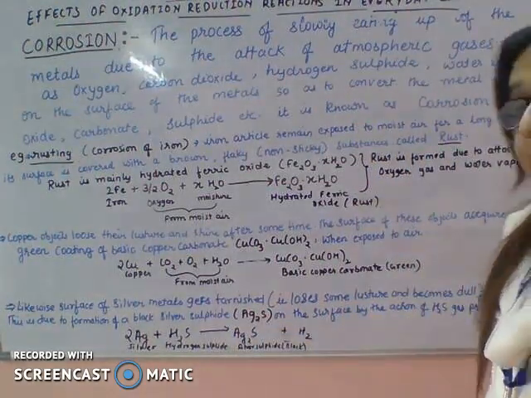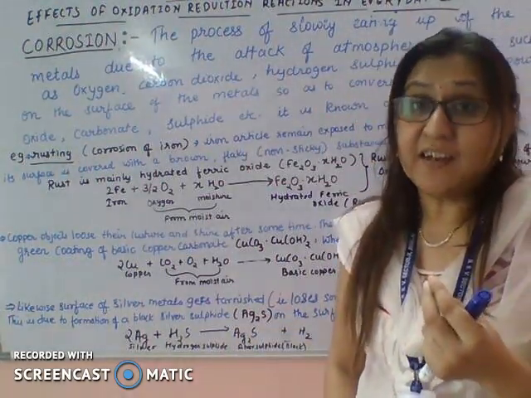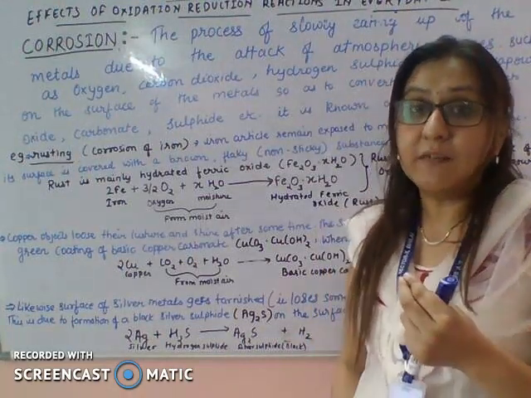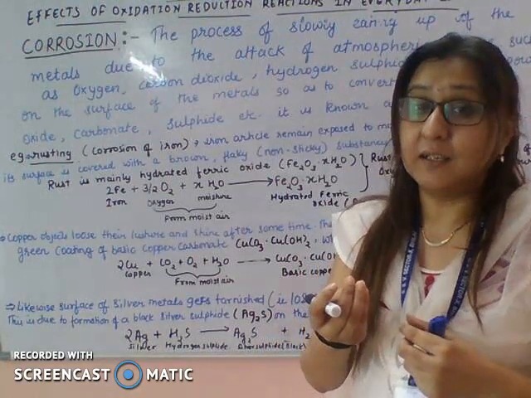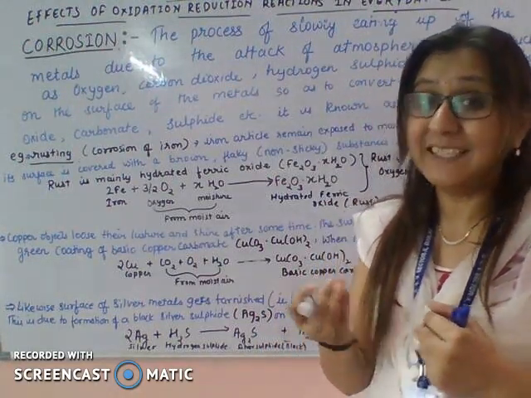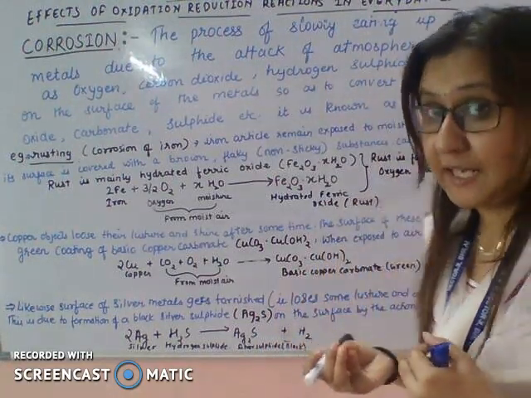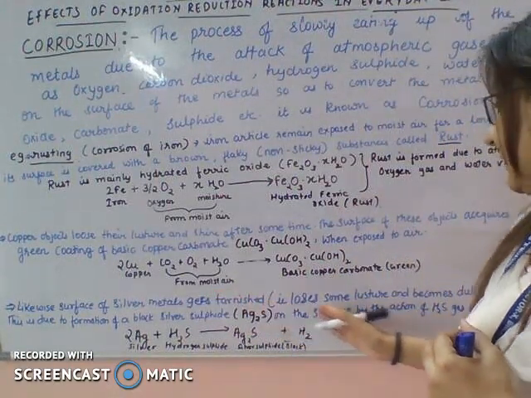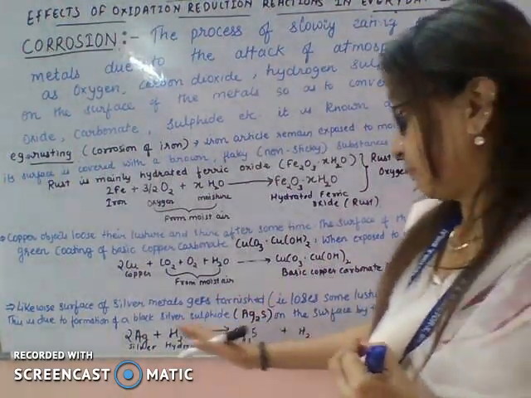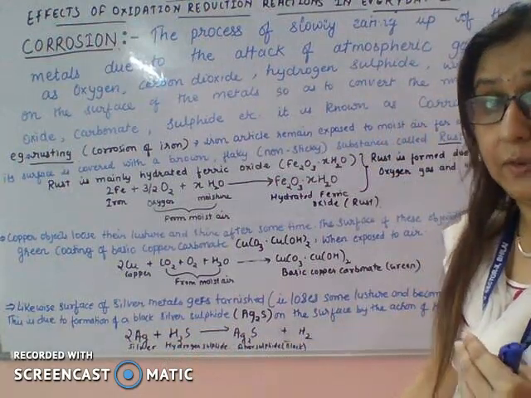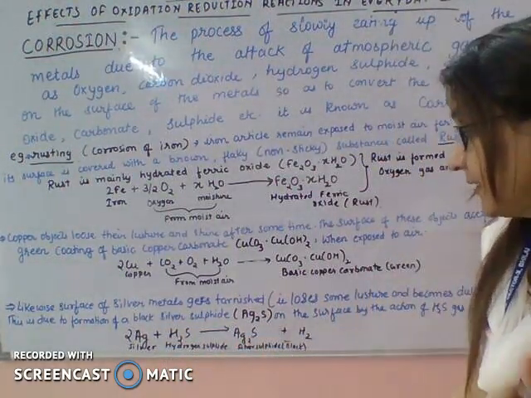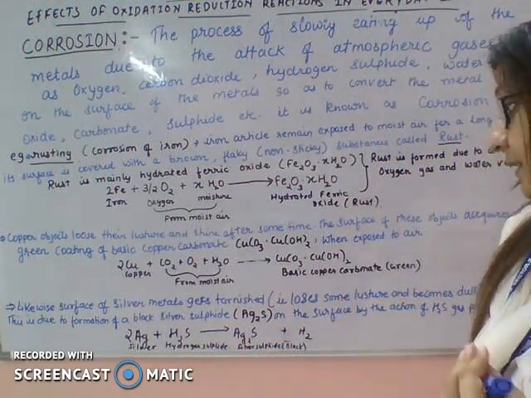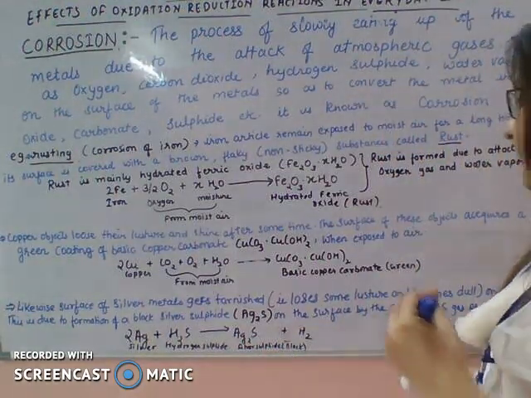Last example is the silver metal gets tarnished after a period of time. When we wear simple silver ornaments also, they get tarnished over a period of time. Because it will come in contact with hydrogen sulfide, and due to the presence of hydrogen sulfide, they will form silver sulfide, that is black in color. So it will get tarnished.